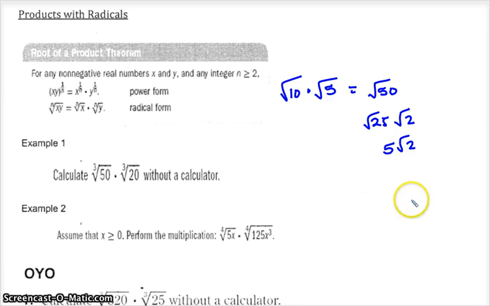So for example number 1, they are both the 3rd root, so I can multiply underneath the radical symbol and I get the 3rd root of 1,000, which is equal to 10.